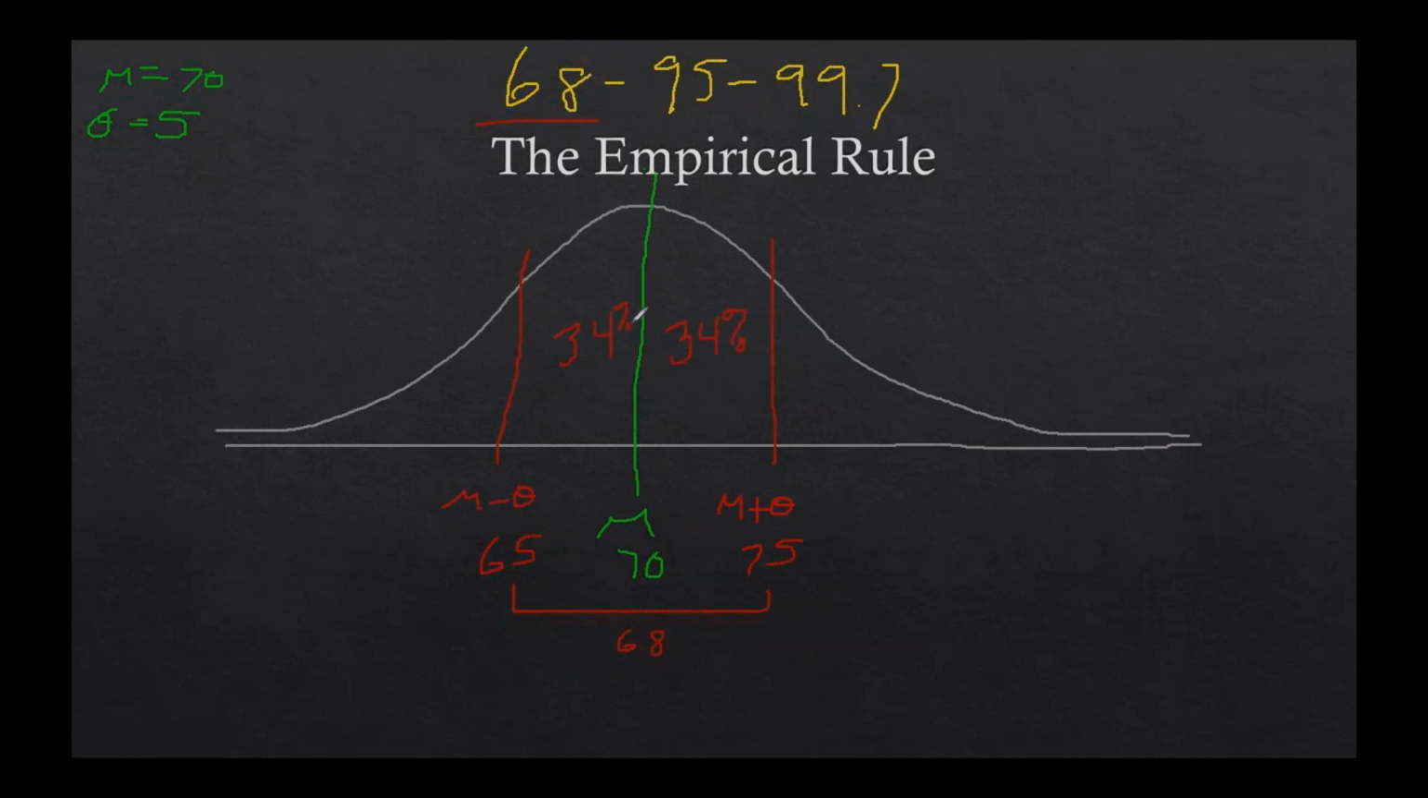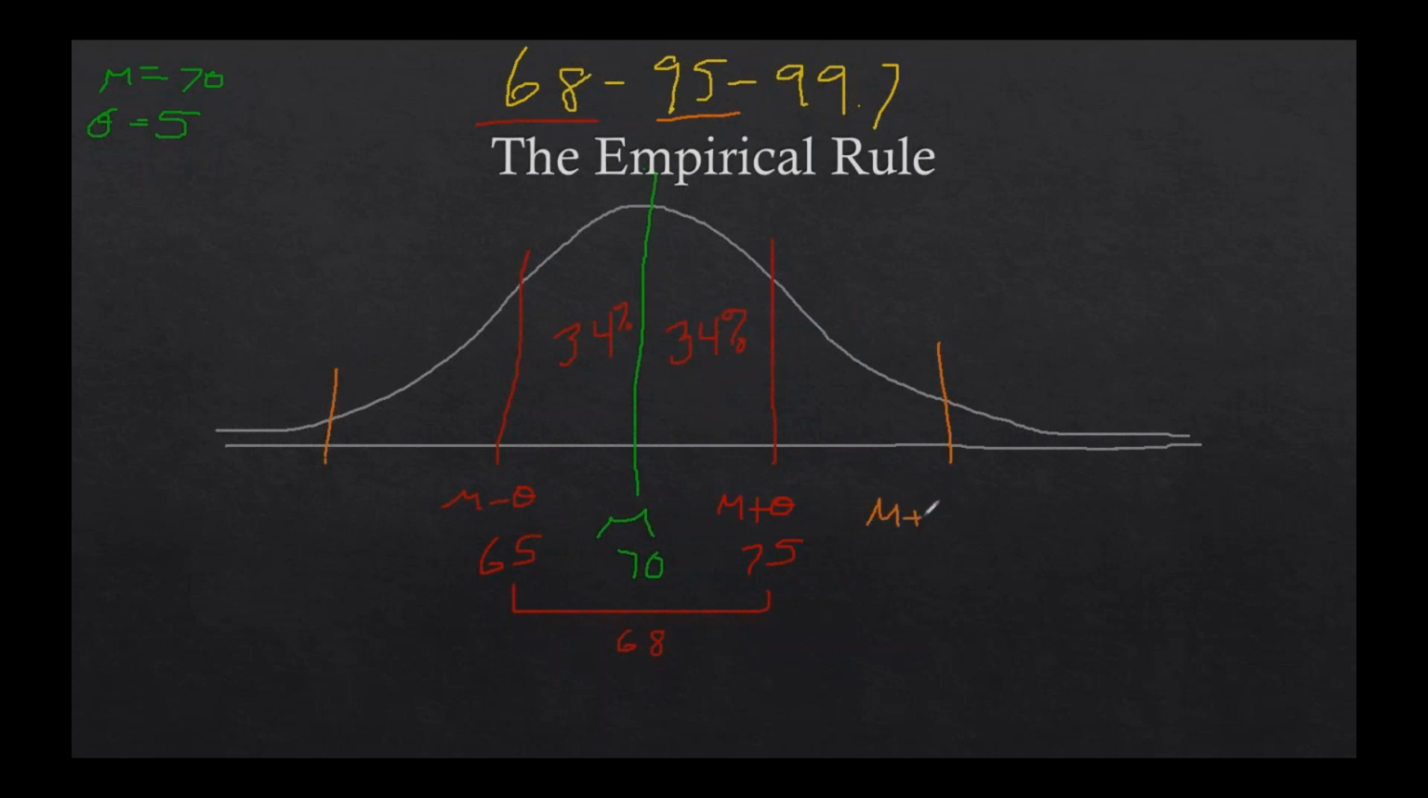So if we said these are test scores, then we could say 34% of people score between a 70 and a 75, because between those two values, that's the percent. And these would be probabilities. Okay. Now, the empirical rule also says 95% fall within 2 standard deviations of the mean.